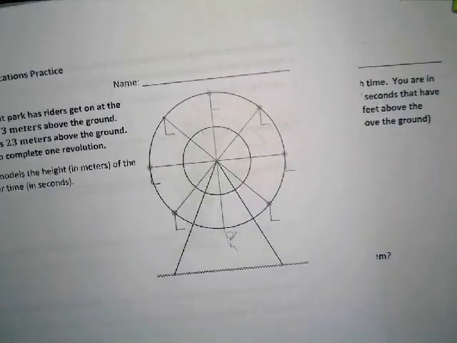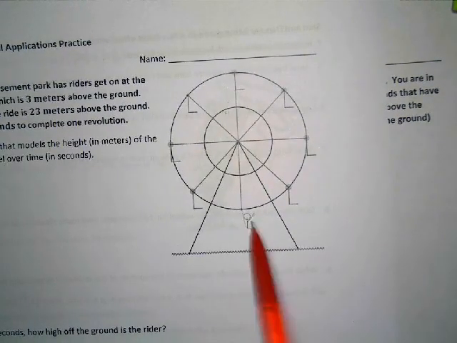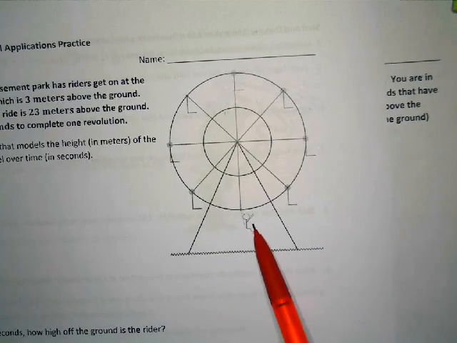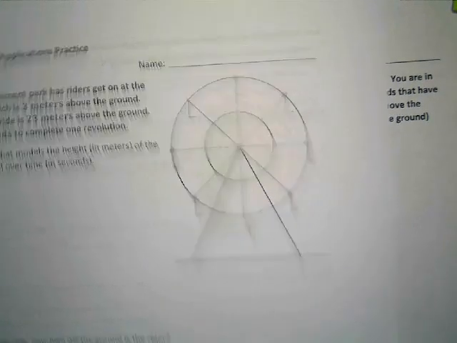Here's a little picture of a Ferris wheel and a stick figure having a really good time. You can see he's having a good time because his arms are up. You see it? He's like, wee. And his legs are dangling.